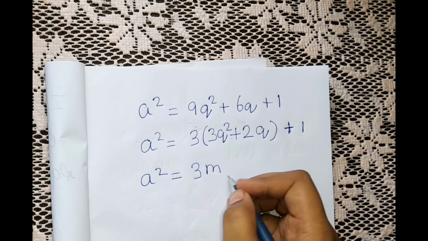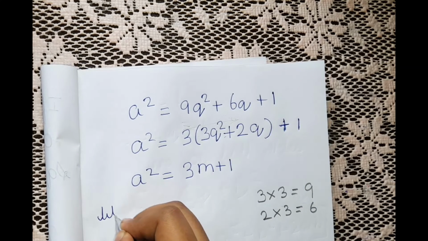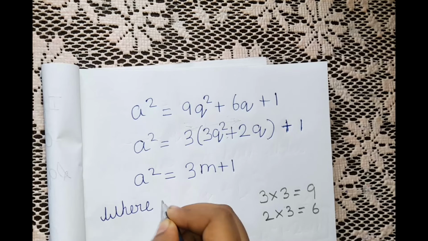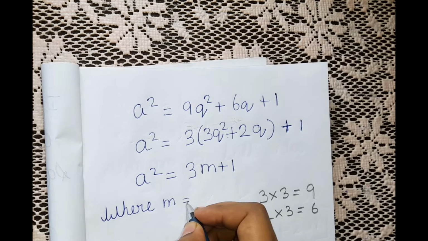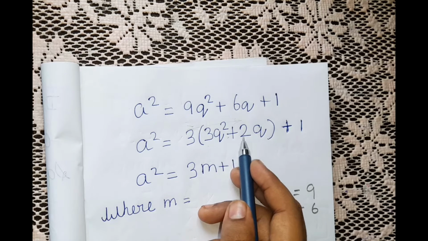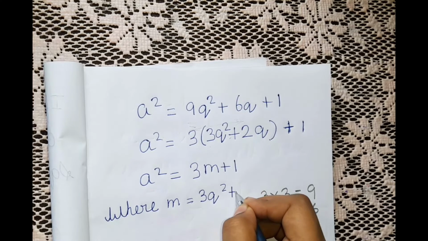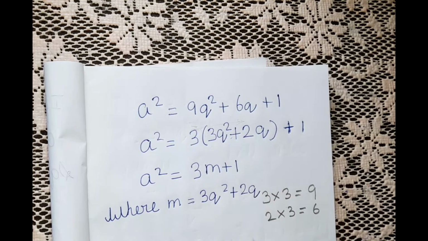m and plus 1 as it is. So I am going to be mentioning where m is equal to, what is the value of m? So the value of m is 3q square plus 2q. So this is the value of m.